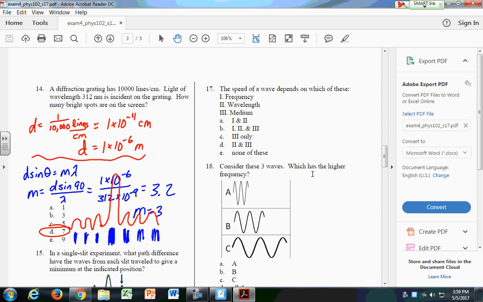Oh, I'm sorry. It's 3 because I have 1 on either side. So there was one where you found that m is equal to 1. That means I get 1 order here, 1 order here, and then I also get the central bright fringe. And so the total number of bright spots is 3. So it's 3 on each side, so it's 7. That's right. Because there's 3 on each side, that's what it means. I see your confusion. Sorry about that.